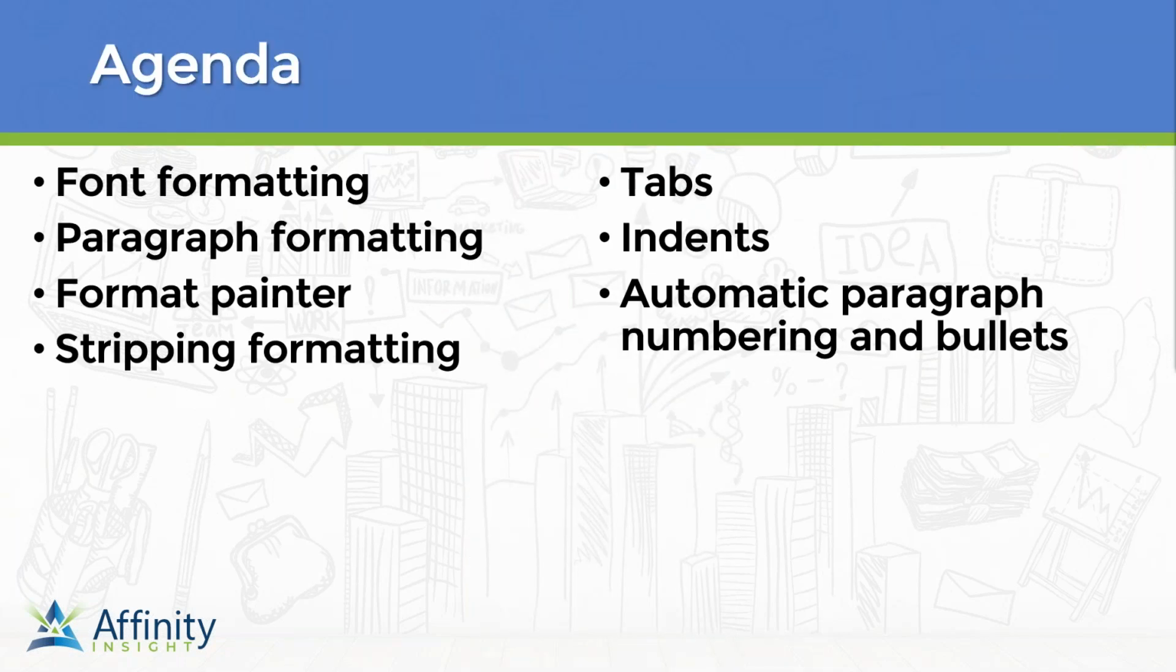Today, we're specifically going to be talking about how we format our text when it comes to things like font formatting, also known as character formatting, paragraph formatting, how to use the Format Painter tool and some little known tips and tricks with it, stripping formatting off a text, using tabs and indents to get our text to start and line up where we need it to, and then applying automatic paragraph numbering and bullets to our paragraphs.